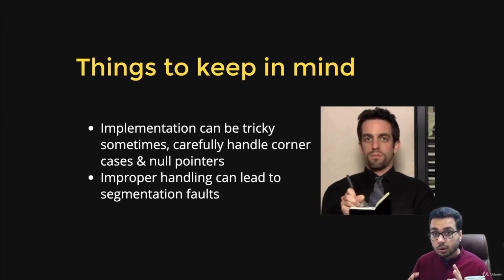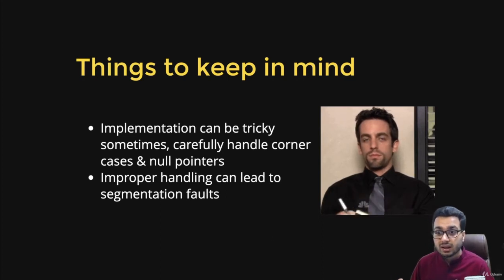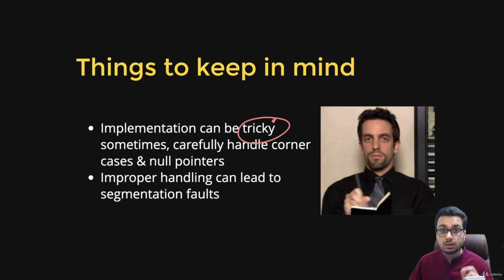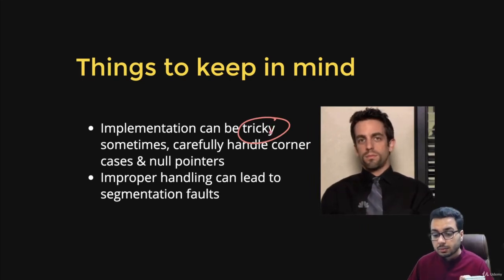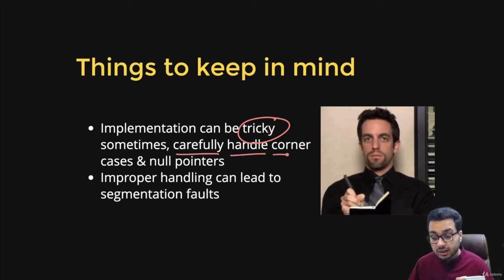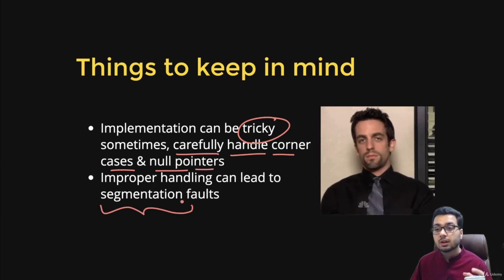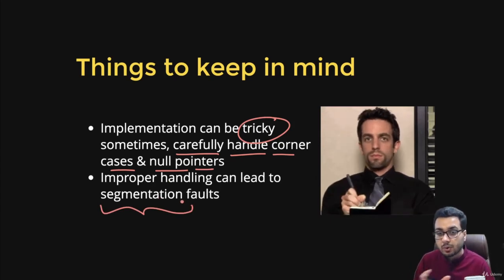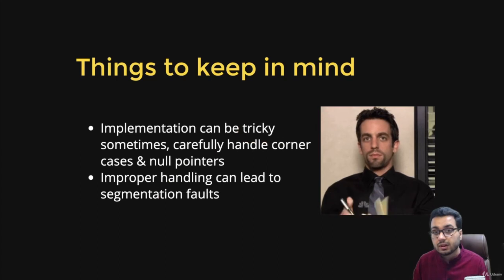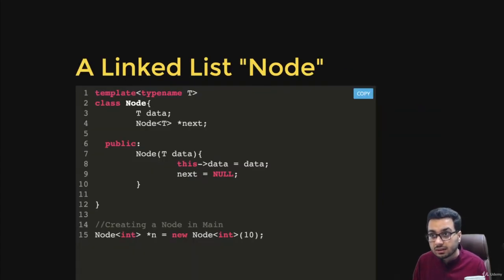But what things you should keep in mind while solving linked list problems: implementations can be a little tricky, although the logic is straightforward, but you need to be careful while handling corner cases and null pointers. Okay, so a lot of problems that people get in linked list problems is because of segmentation faults. Maybe they're not copying the address properly, or maybe they're missing a case when the head is null or the tail is null, something like that.